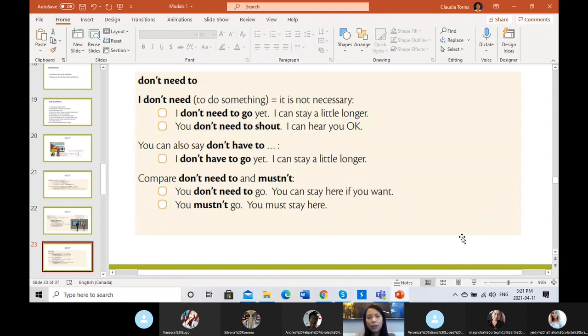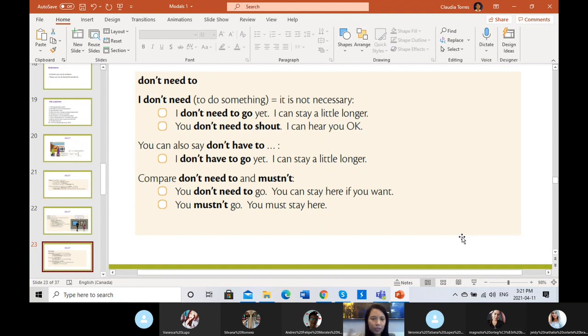Yeah, going back to "I don't need to," we have another example. So you don't need to shout. You know, shout is when you raise your voice, usually when you are having, let's say, a quarrel or an argument with someone and you raise your voice to show your disagreement or your annoyance. So that's when you shout.